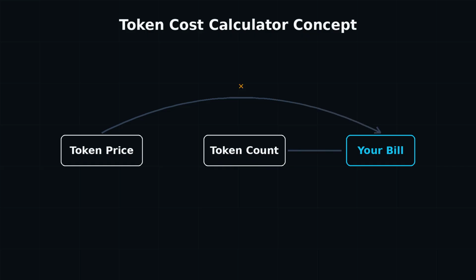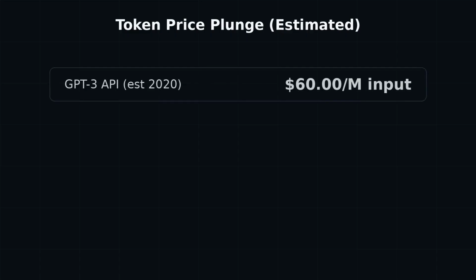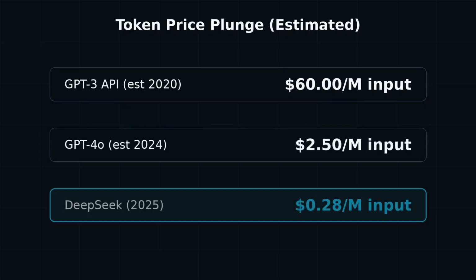But 2025 changed everything. DeepSeek trained its V3 model on 2000 NVIDIA H800 GPUs in just 55 days, for a reported $5.5 million. That efficiency drove the per token cost down dramatically. Now DeepSeek's API is priced at 28 cents per million input tokens and 42 cents per million output tokens, undercutting estimated prices of $250 for GPT-4o by nearly 10 times. So the raw price per token has indeed plummeted.